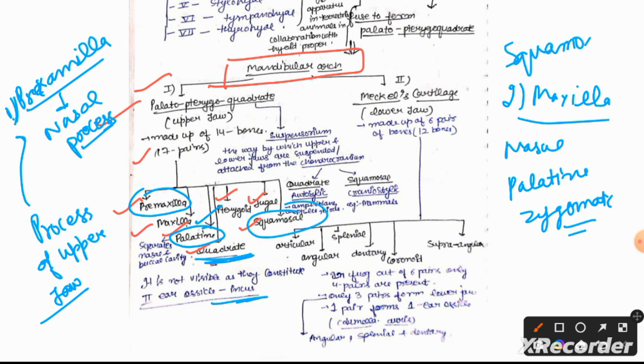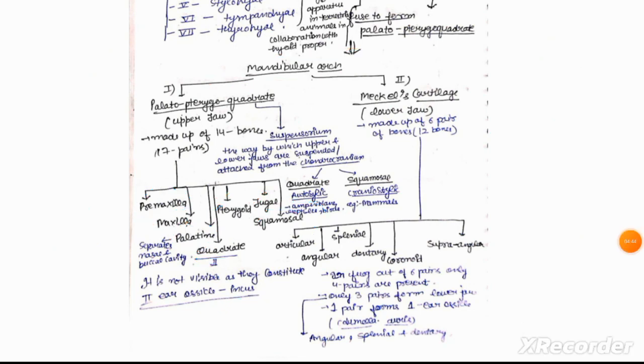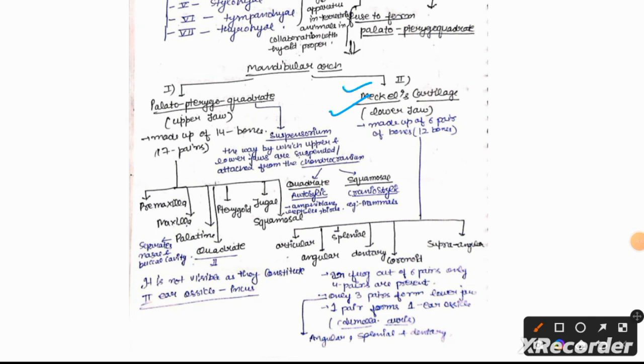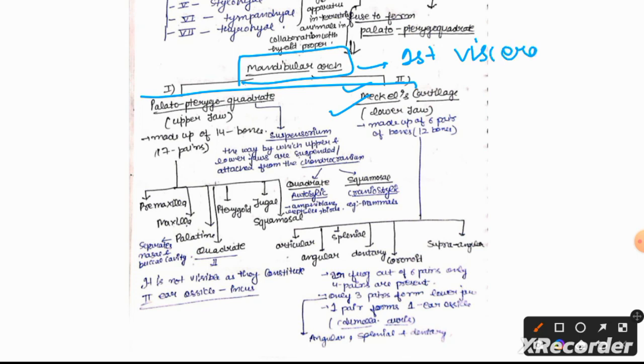Next one is squamosal. Only the zygomatic process is present in the squamosal bone. Now let's understand the lower jaw, which is firstly formed by a cartilage known as Meckel's cartilage, and both are formed by the mandibular arch, that is the first visceral arch.